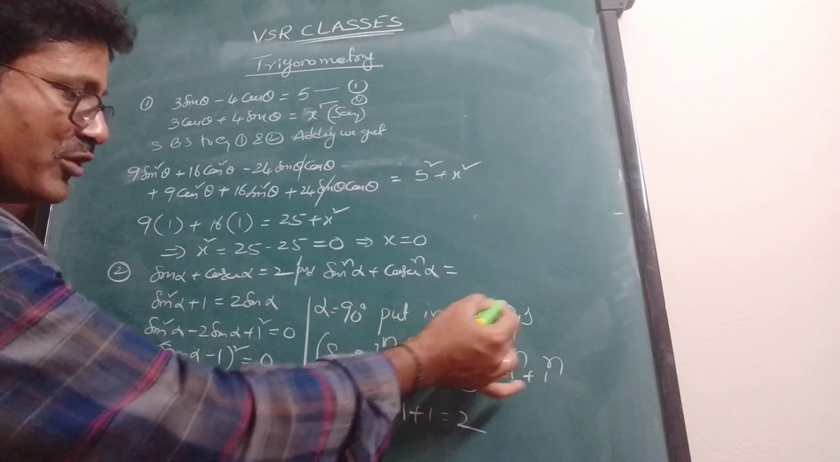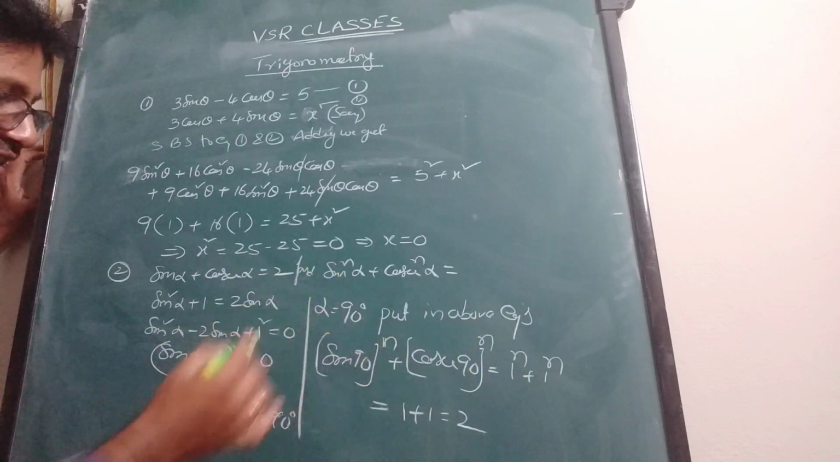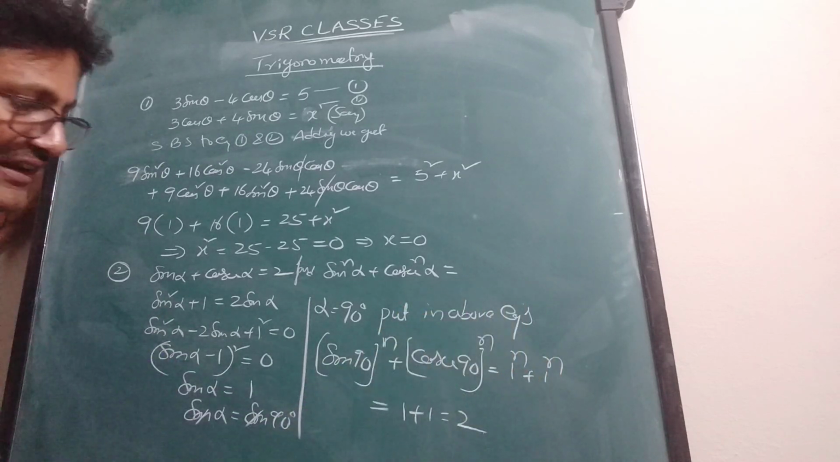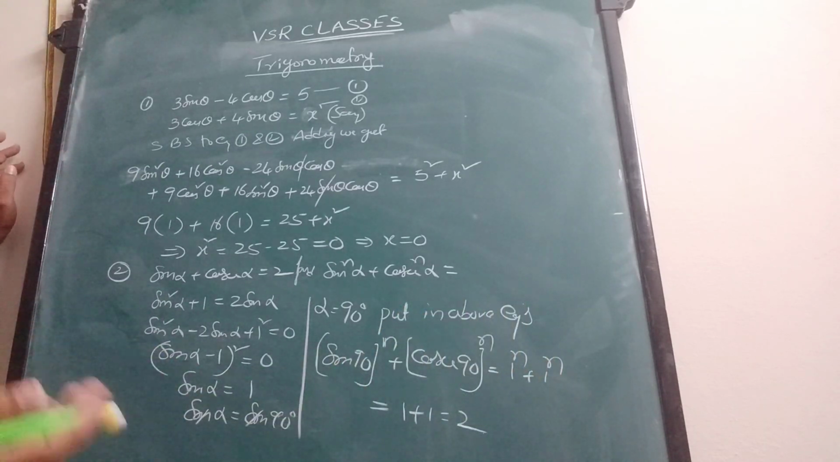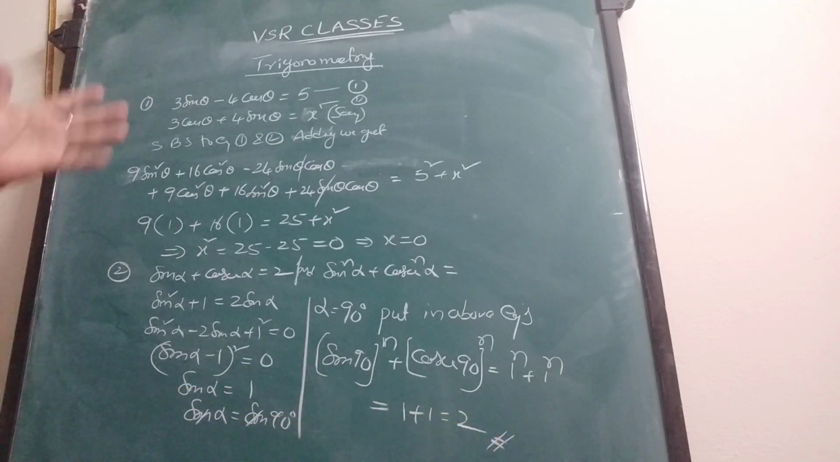Put it in the above expression, which is what we want. So sin 90 whole power n and cosecant 90 whole power n is equal to 1 power n plus 1 power n. 1 power anything is 1 itself. So 1 plus 1 is 2, that is the result. Like this he may ask.